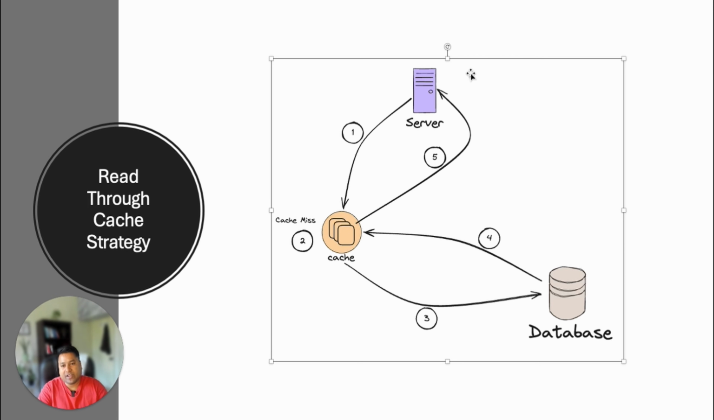So that's the read through cache strategy, very simple. You first look up your cache memory. If you see a cache miss, that means you don't have the data present. It goes to the database, gets it for you, and then it will save it accordingly and then send it to the server. That's how your read through cache strategy works.